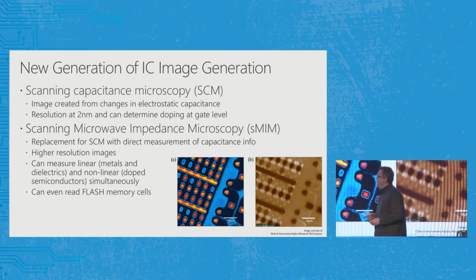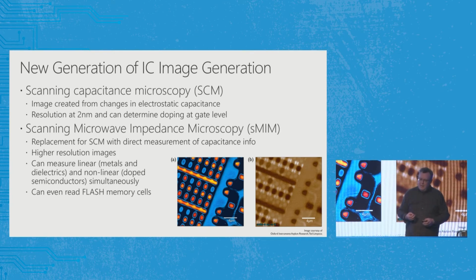Another two techniques that have been developed and are changing the way we look at this are scanning capacitance microscopy, if I can say the word properly, and scanning microwave impedance. What these actually do, which is a little bit more interesting, is that a hard part of reading silicon has really been some of the memory storage areas. These new techniques actually allow us to physically view flash memory cells.